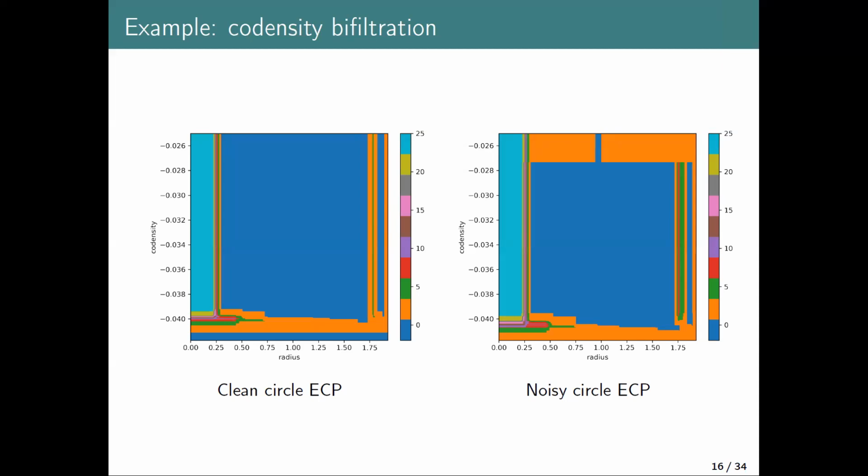What's your codensity function here? Oh, you take something like one over the radius. It's one of those, distance to a measure? Yes, exactly. And then you have some sign in this sense.